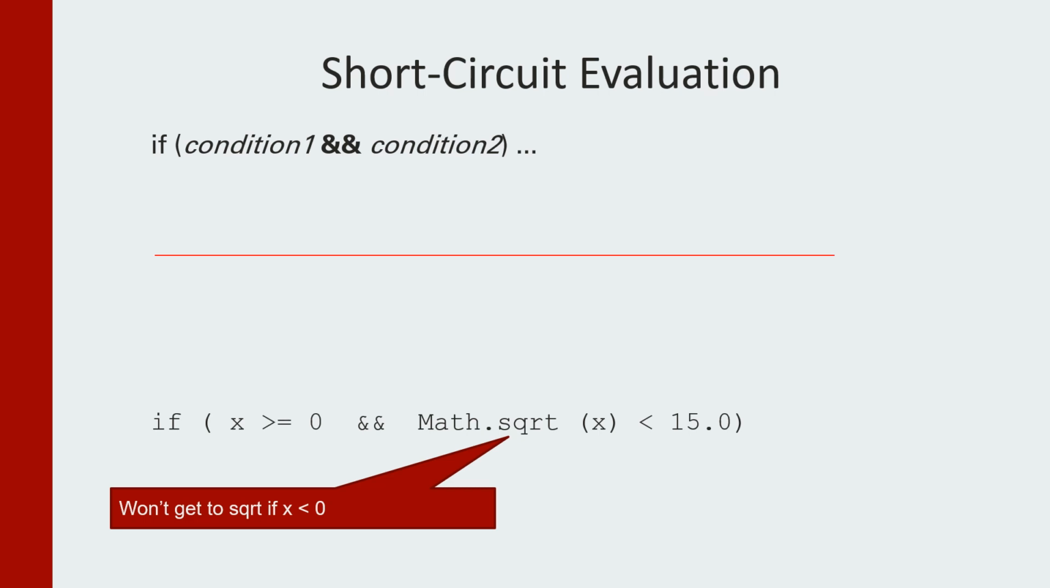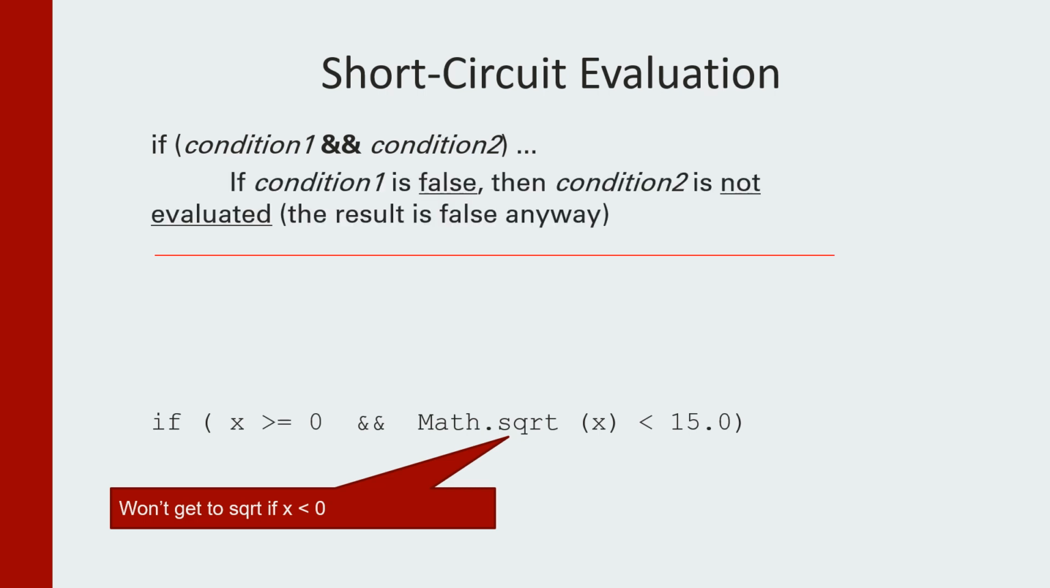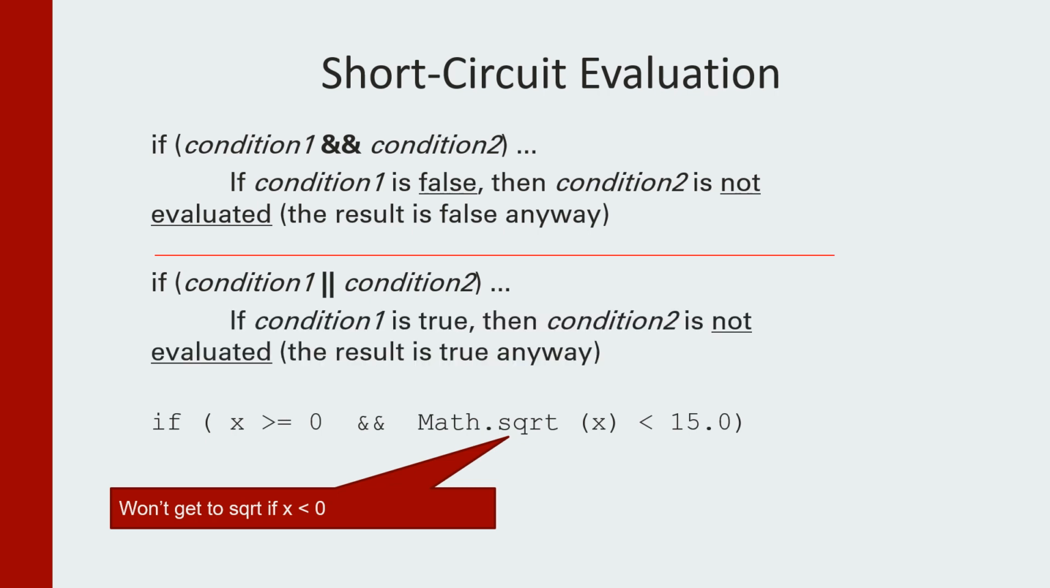If you have two conditions separated by and, if the first condition is false, then the second condition is not evaluated because the whole thing is false anyway. And similarly, with condition 1 or condition 2, if condition 1 is true, then condition 2 doesn't get evaluated because the result is true anyway. So this could be useful in helping you decide what order to write your if statements and your conditional expressions in.